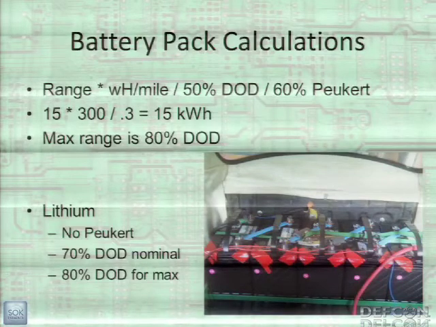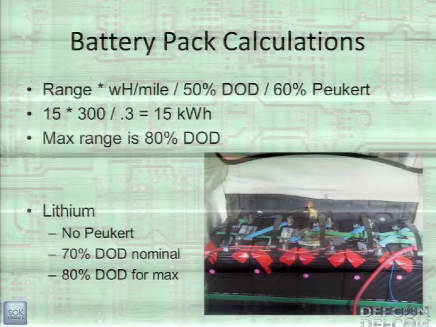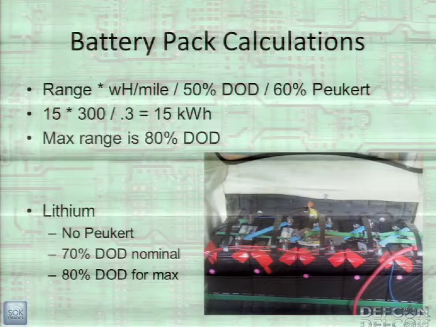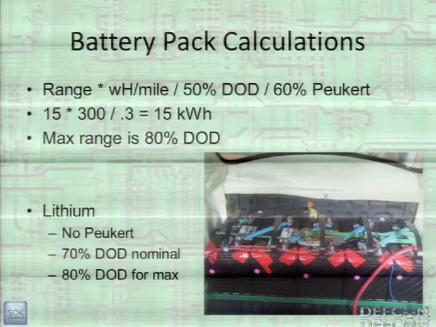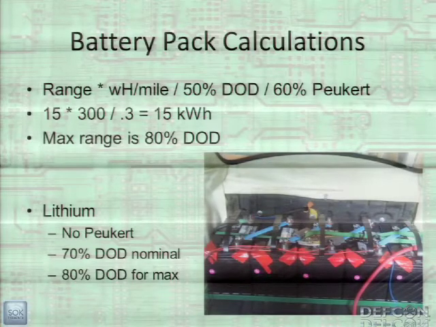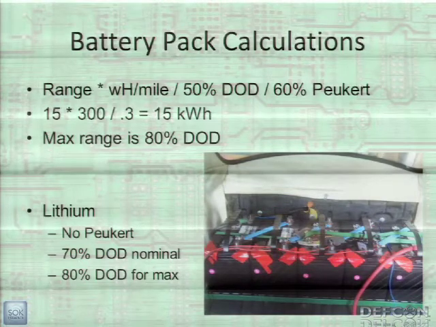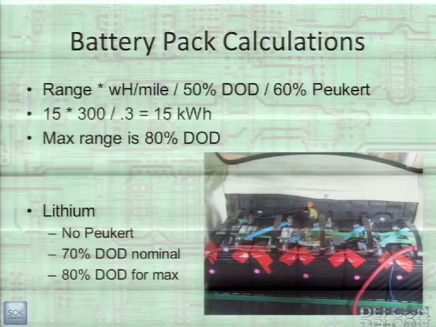To figure out how much battery power you need, here are the calculations. Basically, you take the range that you need, times it by your watt hours per mile. To figure out your watt hours per mile, you can look and see what other people are using, how much power they're getting, or you can take an estimate, where basically you take the weight of the car, divide it by 10, and that's about what your watt hours per mile will be.